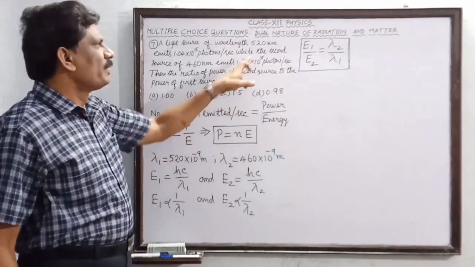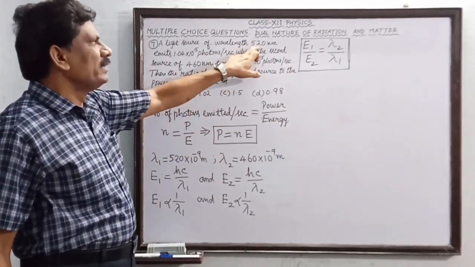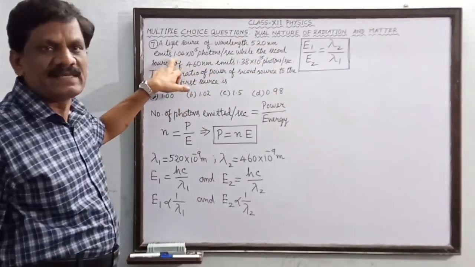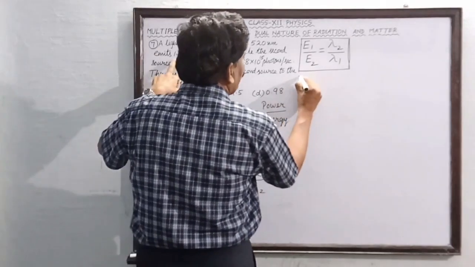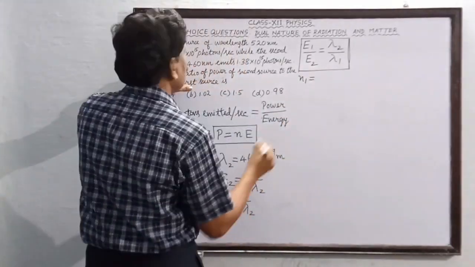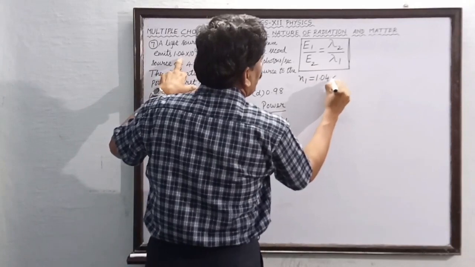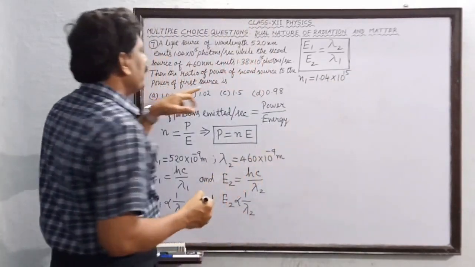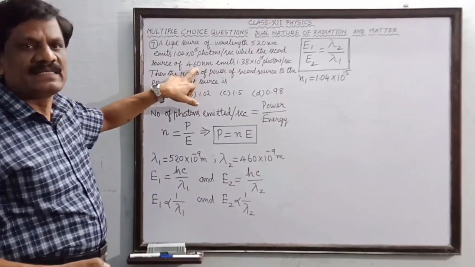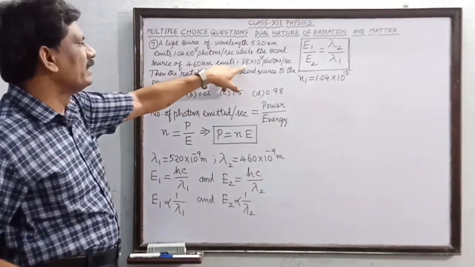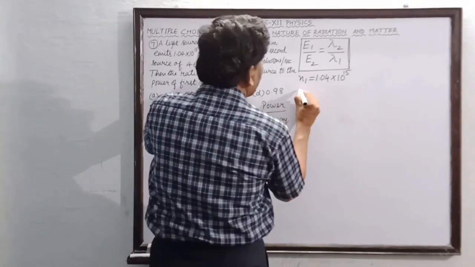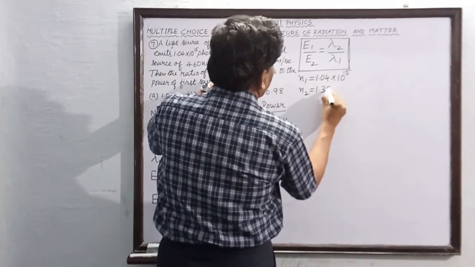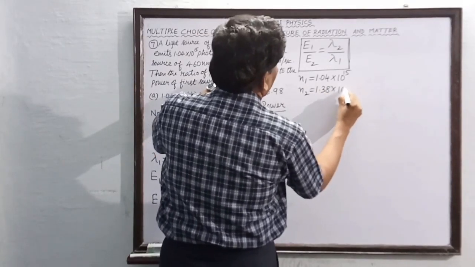Now, when lambda 1 is 520 nanometer, the number of photons emitted per second is taken as N1. So, N1 is equal to 1.04 into 10 to the power of 15 per second. Similarly, when lambda 2 is equal to 460 nanometer, the number of photons emitted is N2. So, N2 is equal to 1.38 multiplied by 10 power 15.